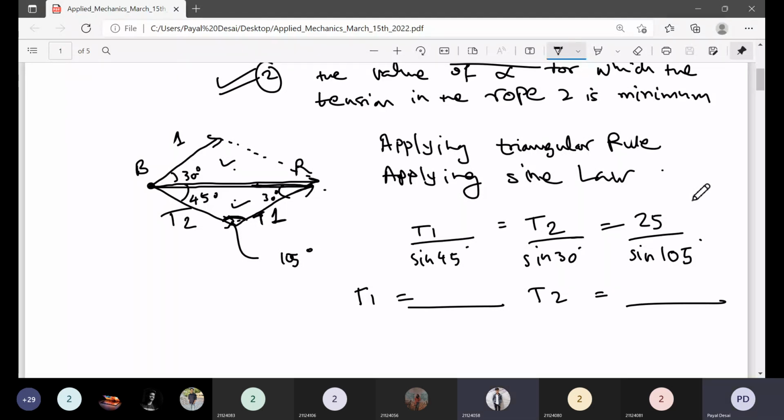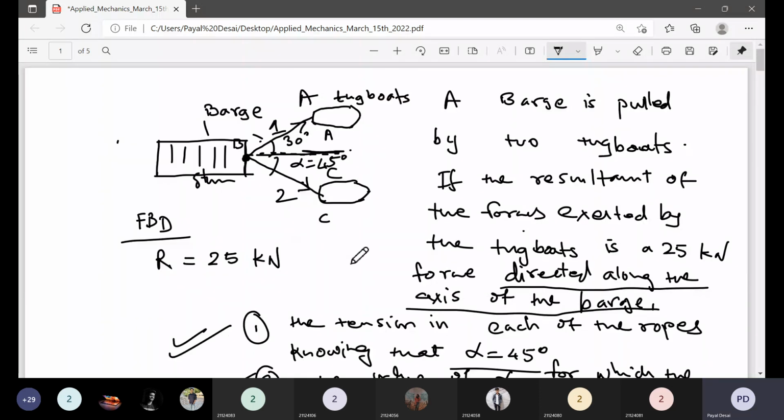Ma'am, the tension in rope A is 18.31 kilonewton. Yes, very good. The tension in rope B is 12.95 kilonewton. Okay, very good. Yes, it's correct. Everybody should get this answer. These are the final answers for the tension in rope 1 and rope 2.